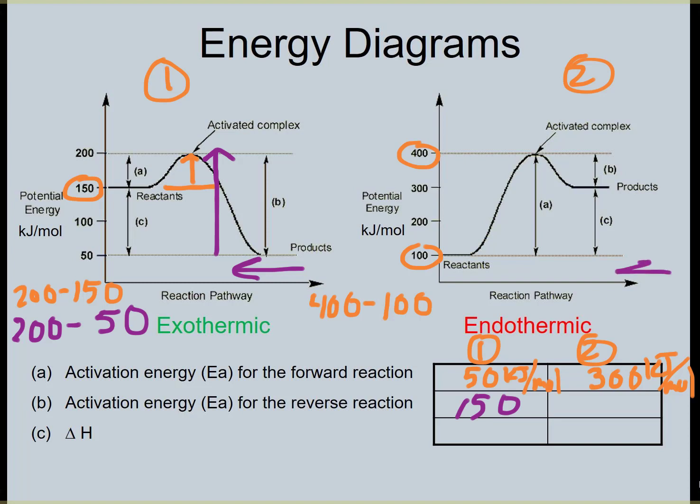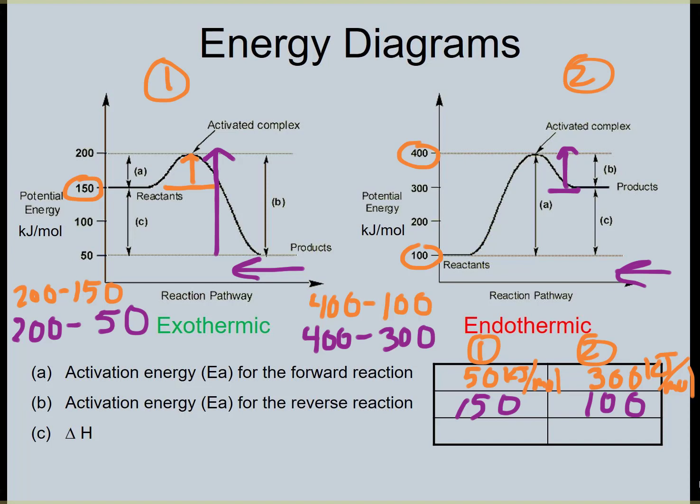And then let's do the reverse reaction here. So I start with products and I go up to the energy hill. So I have final minus initial, so 400 minus 300. So that would be 100 was the activation energy for the reverse reaction.